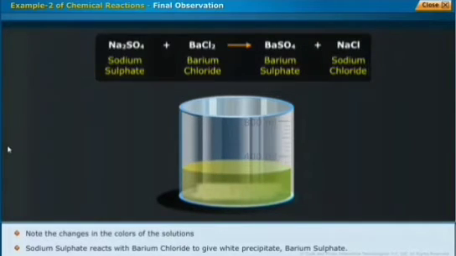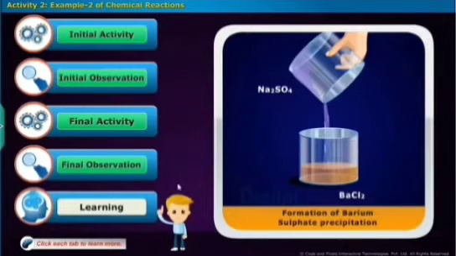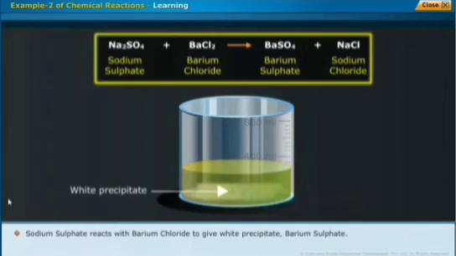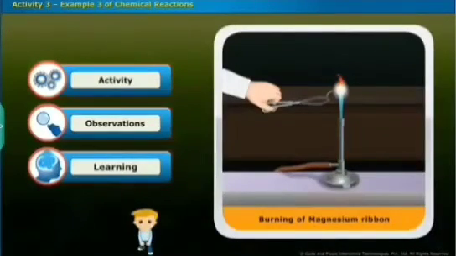Sodium sulfate reacts with barium chloride to give white precipitate barium sulfate. Now, let us do another activity to learn about chemical reactions.